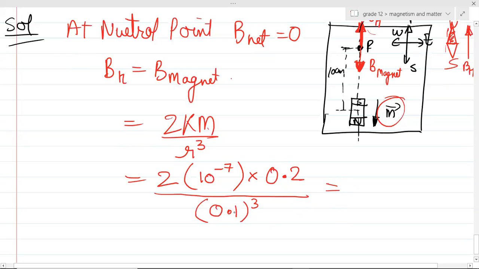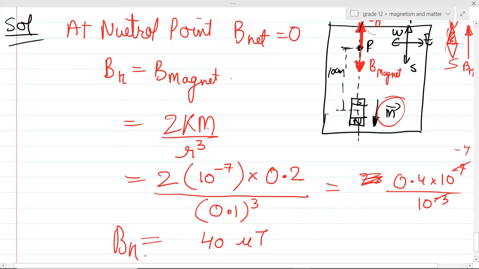So when I calculate this, it will be 0.2 into 0.4 into 10 to the power minus 7, and this will be 10 to the power minus 3. This gets cancelled, minus 4 will remain, and if I give 2 more zeros, so 40 micro Tesla is the answer. Clear? Please note it down. The next question you need to do by yourself.